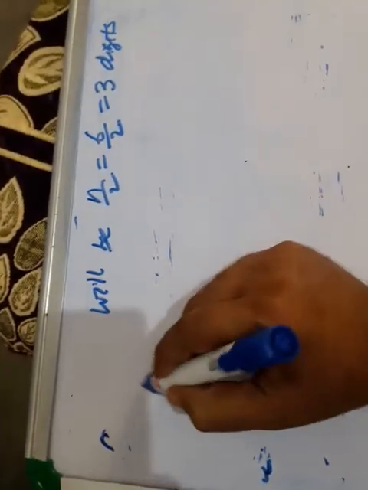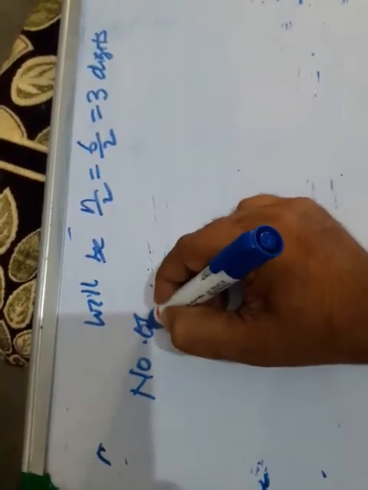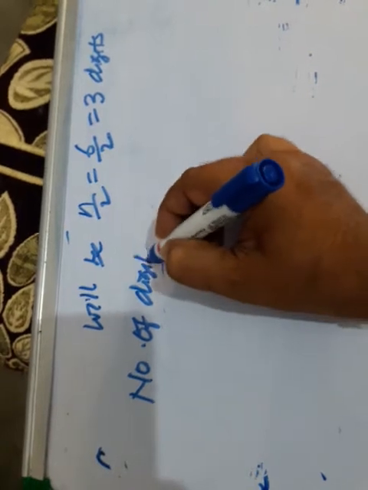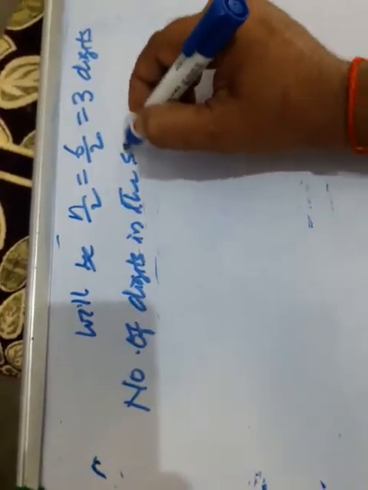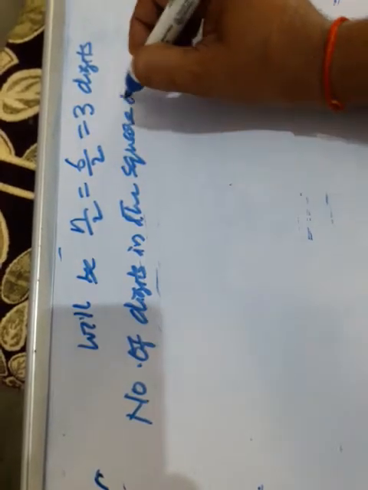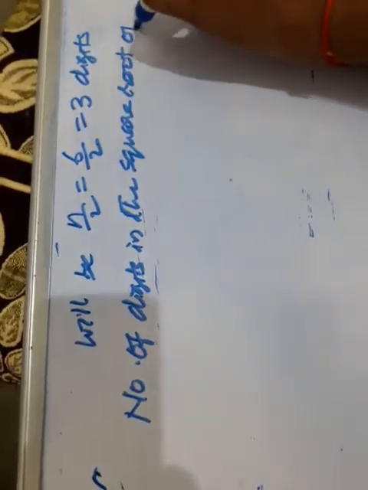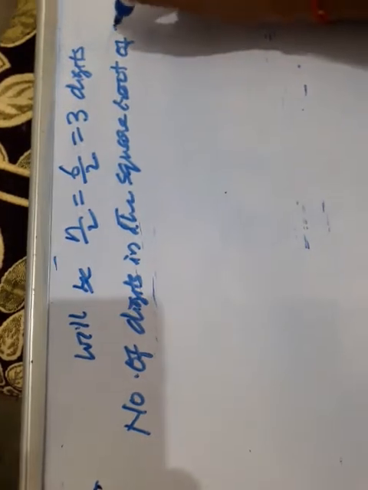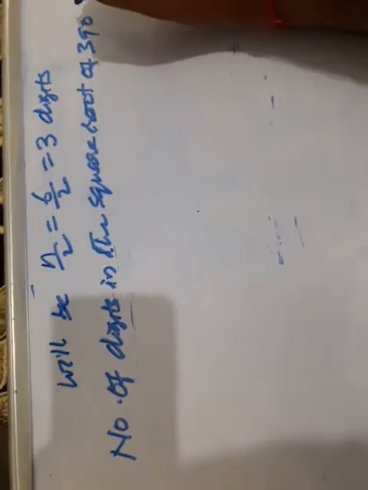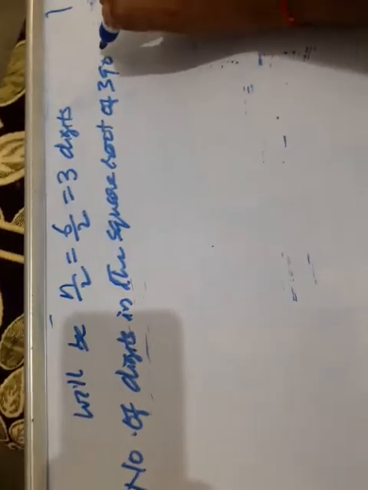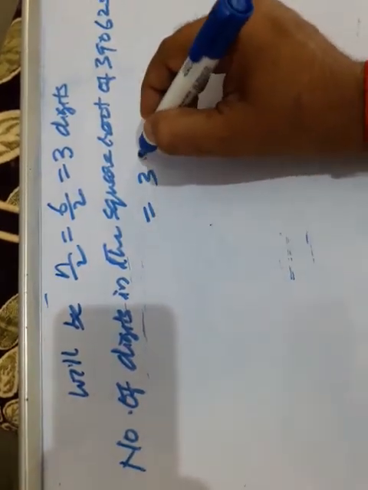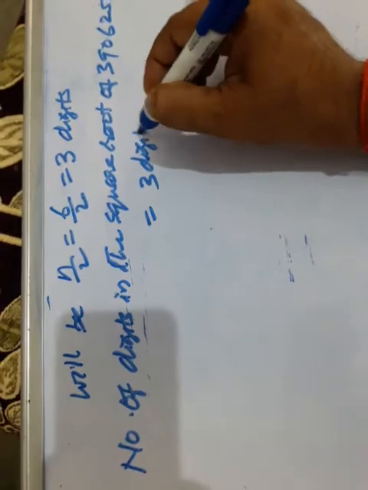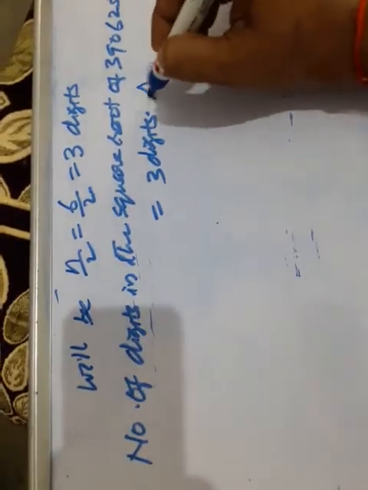Okay children, so the number of digits in the square root of 3,90,625 equal to 3 digits. Okay children, this is the answer.